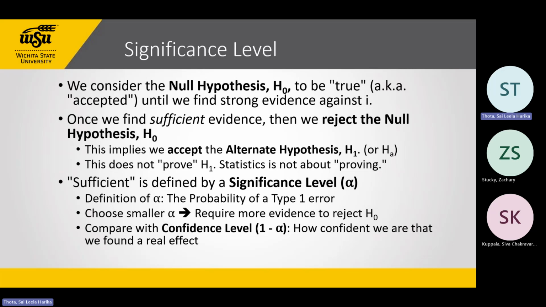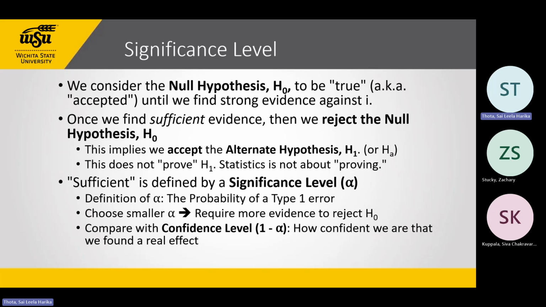So in statistics, we just explain that there is no change or there is a change. That's all. We won't discuss the scientific details behind proving the alternate hypothesis. And sufficient is defined by significance level. Significance level is denoted by alpha, and it is the probability of type 1 error. If you choose a smaller alpha, we require more evidence to reject H naught.